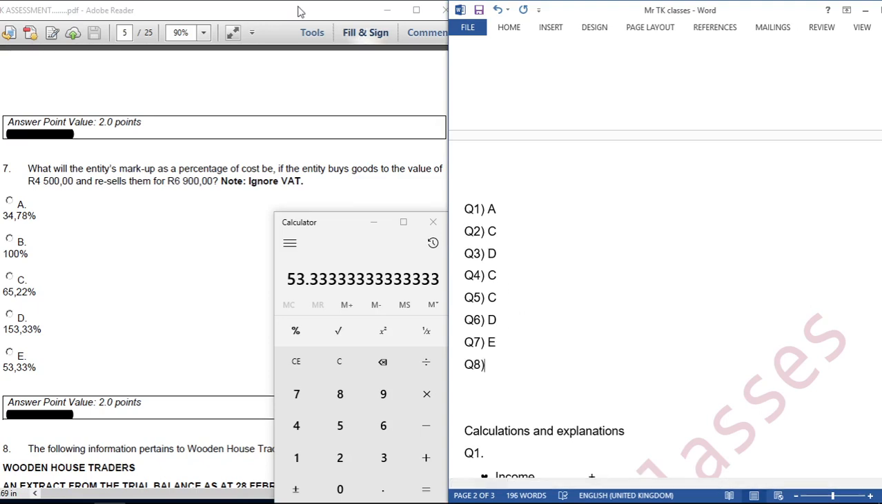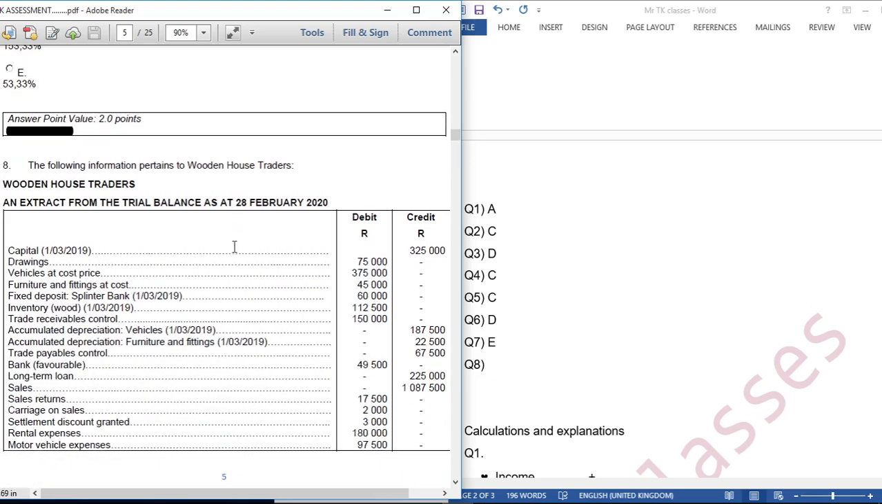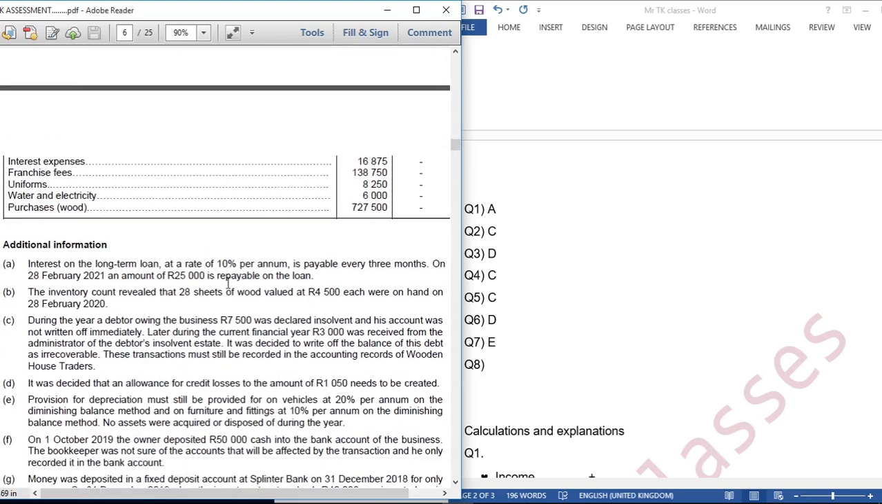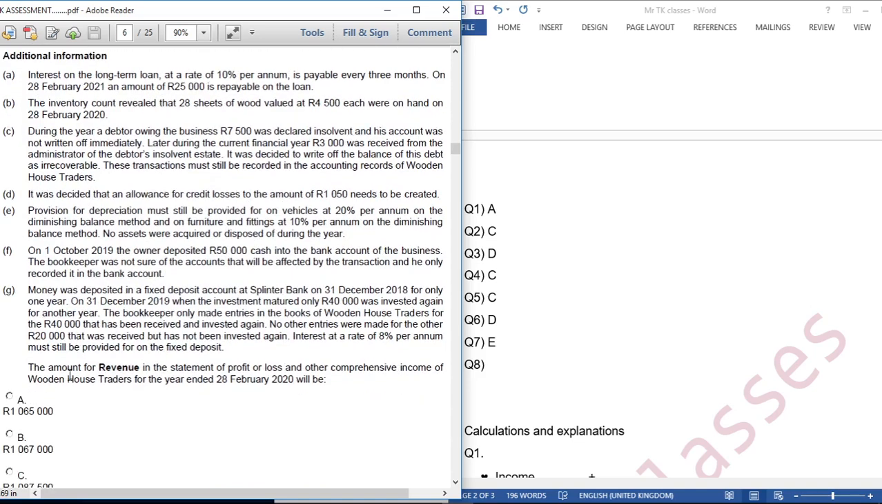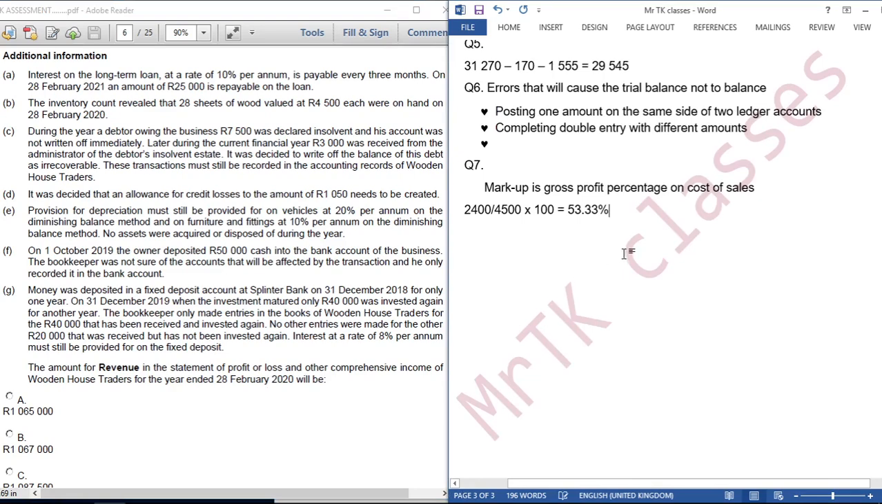So question 8, we are going to say the following information pertains to wooden house traders. The amount for revenue in the statement of profit or loss and other comprehensive income of wooden house traders for the year ended 20 February 2020 will be. All right, so let us go and do the calculations for question 8.